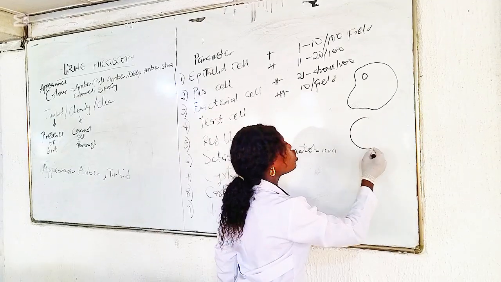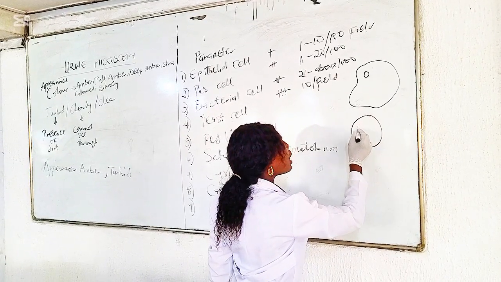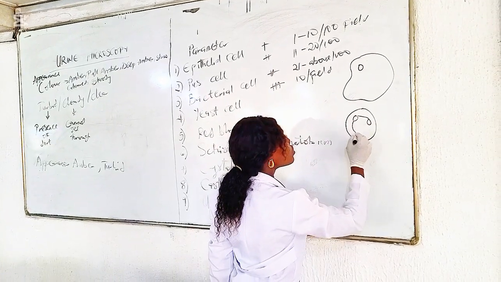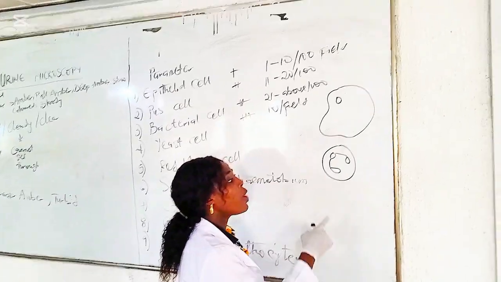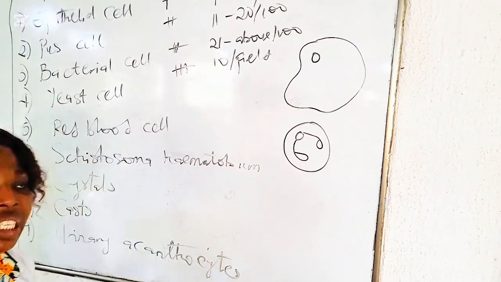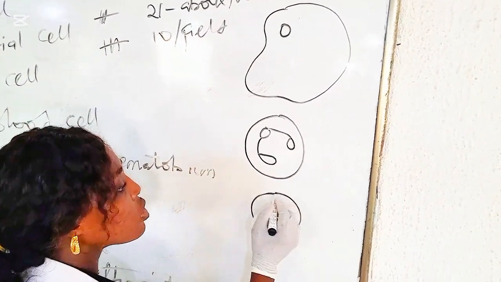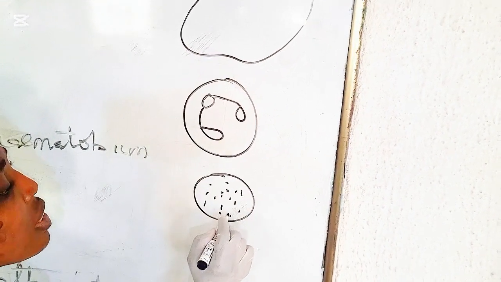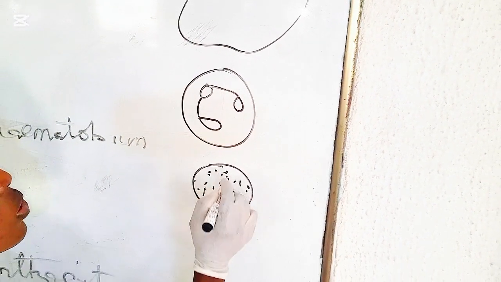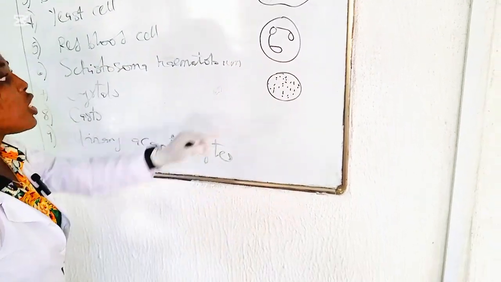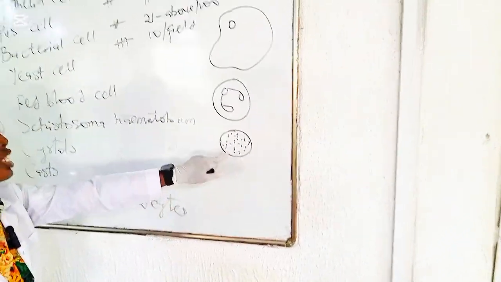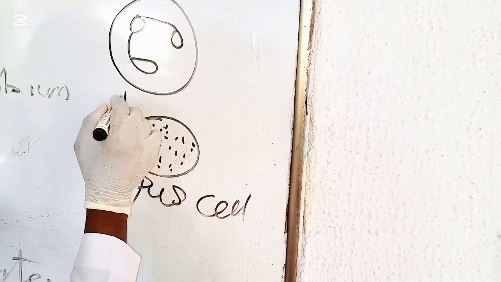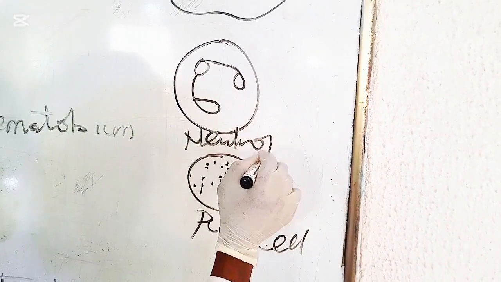Let's assume your neutrophil has about 3 lobes. But when this neutrophil undergoes phagocytosis, it looks like this. So this is how a pus cell looks like. You just see granules inside the cell. So it no longer looks like this. This is a pus cell. This is the neutrophil before phagocytosis.